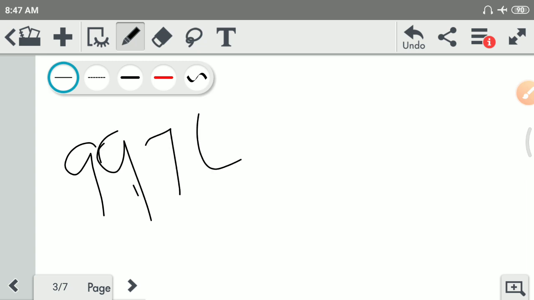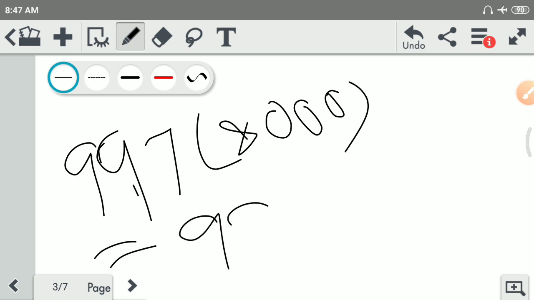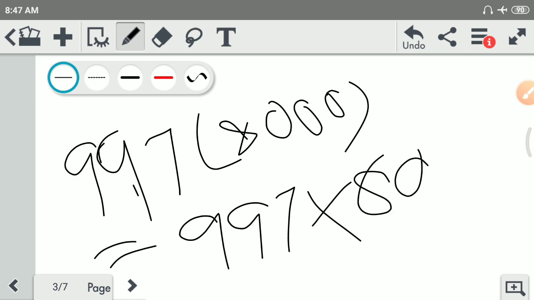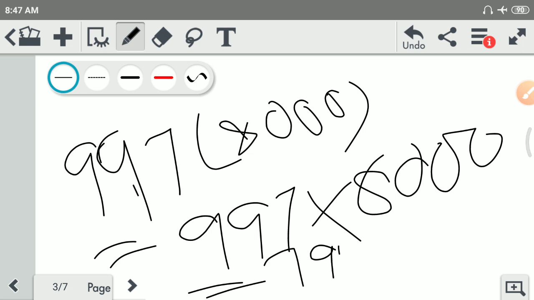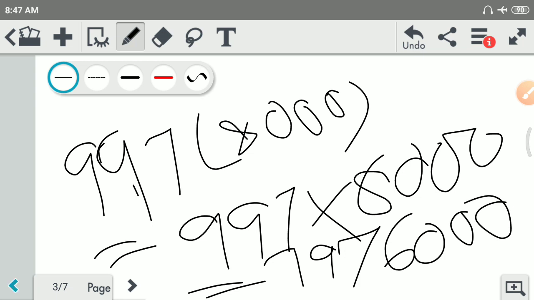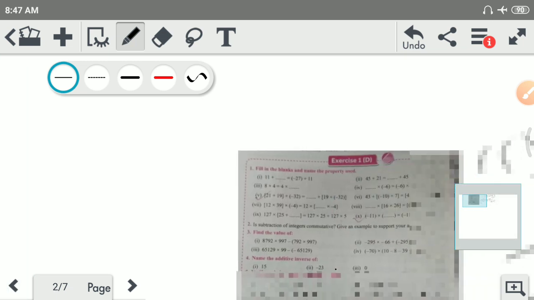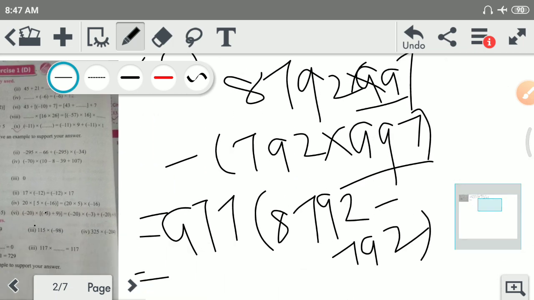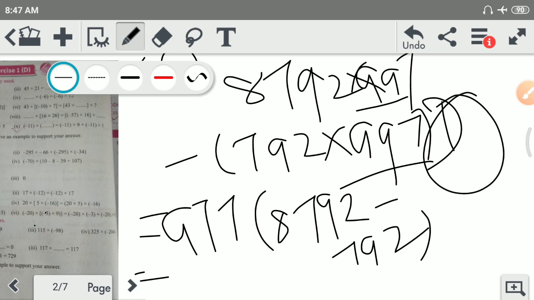Now you subtract 8792 minus 792, and you will get 8000. Okay, and this 8000 will multiply with 997, so 997 into 8000, then you will get 7976000. Now which property have we used here? Can you tell me? Distributive property. Okay, clear?